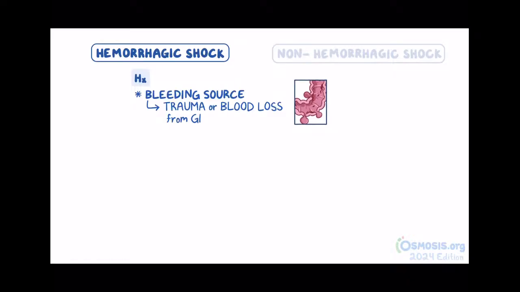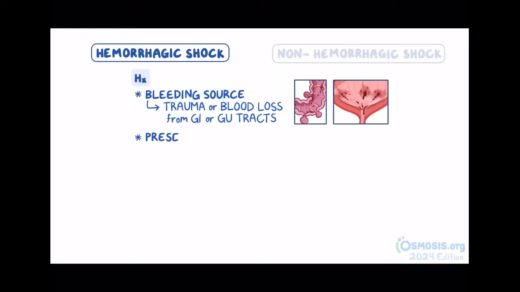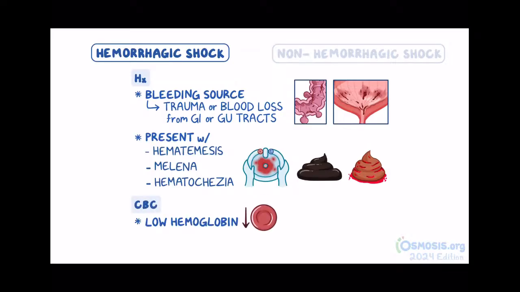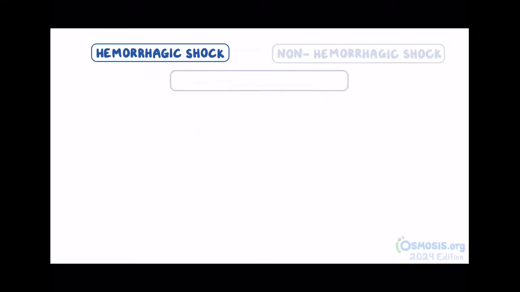First, let's start with patients that present with history suggesting a bleeding source, most commonly due to trauma or blood loss from the gastrointestinal or genitourinary tracts. These individuals often present with hematemesis, melena, or hematochezia, but sometimes there might be no visible sign of bleeding. Additionally, CBC reveals low hemoglobin, which helps confirm blood loss. At this point, you should consider hemorrhagic shock.